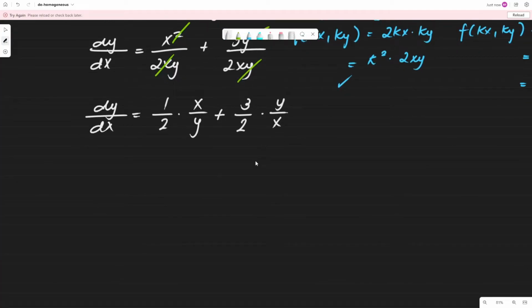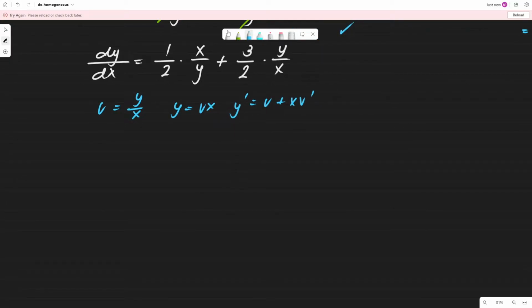So, yan. Let's substitute. So, we have v is equal to y over x. We have y is equal to vx. Then, we have y prime is equal to v plus xv prime. Okay, actually yan lang yung tatlong mga sinasubstitute natin usually. So, huwag nyo kakalimutan yan.